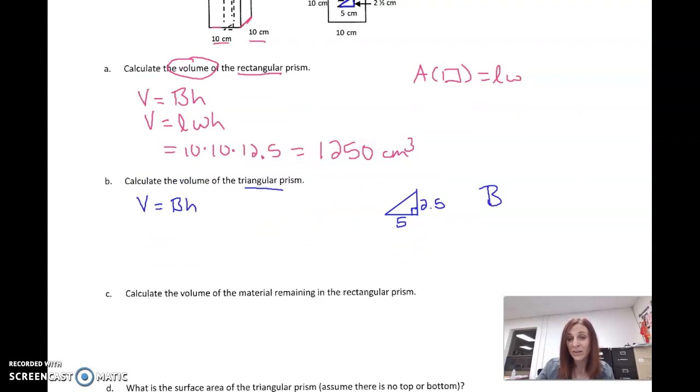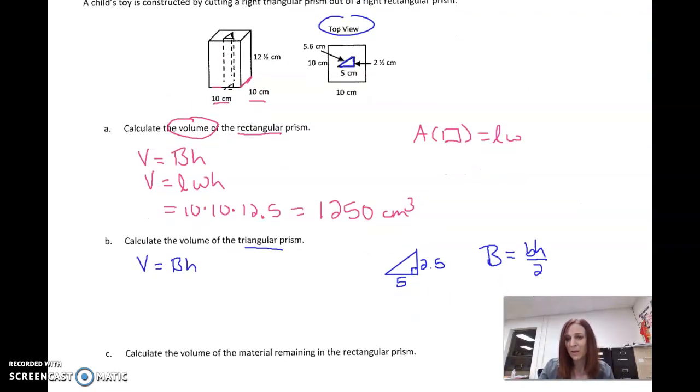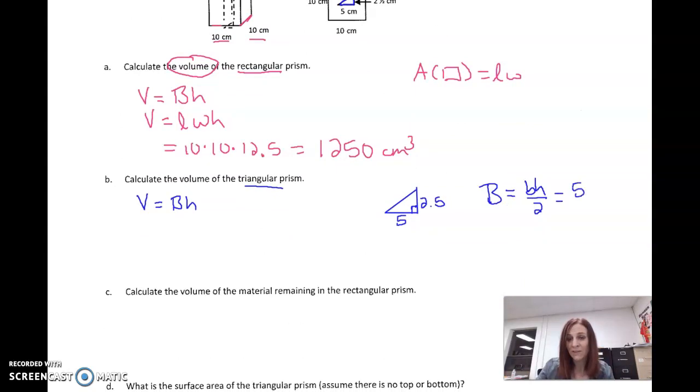Because the area of the base, the area of my triangle here, remember, is base times height divided by 2. And how do we find the base and height? We look for the right angle. Right now they don't tell us the right angle, we just kind of got to go by how it looks. So not worried about that 5.6 right now. So here I am going to go 5 times 2.5 and divide it by 2. And I get 6.25.